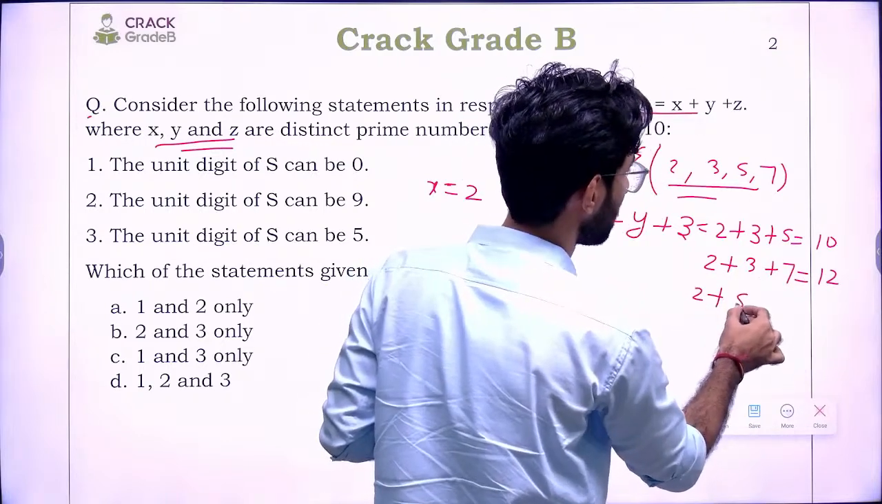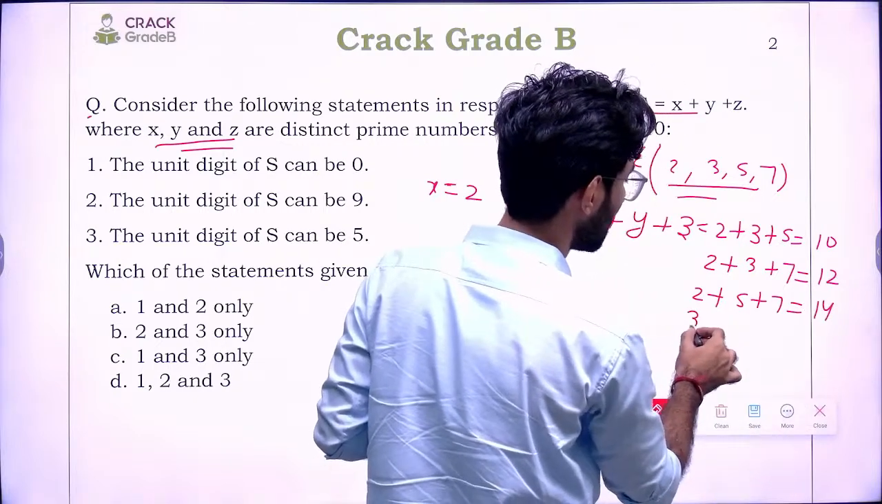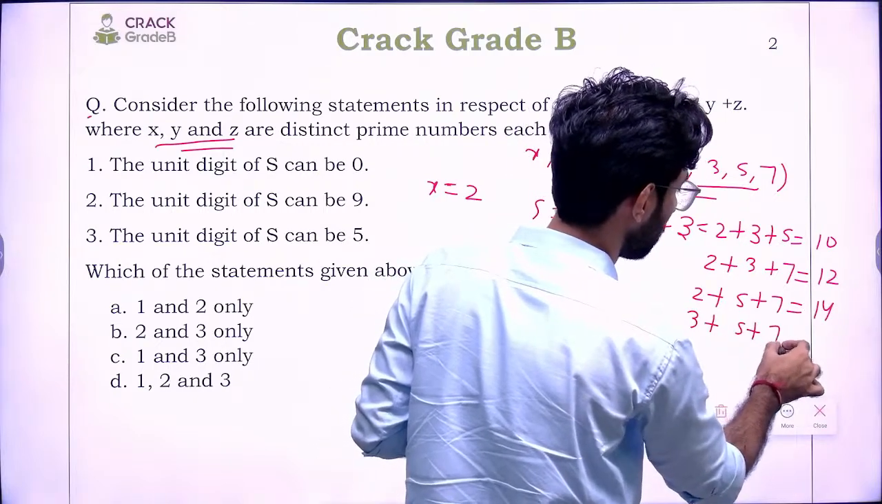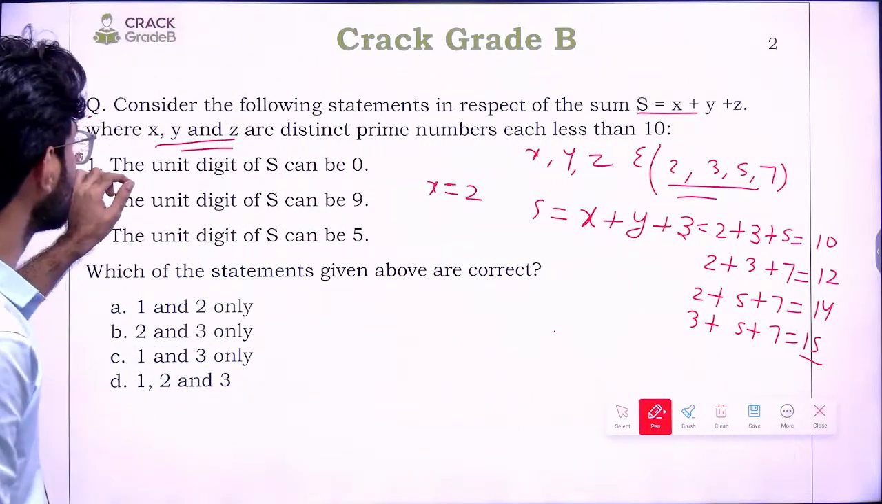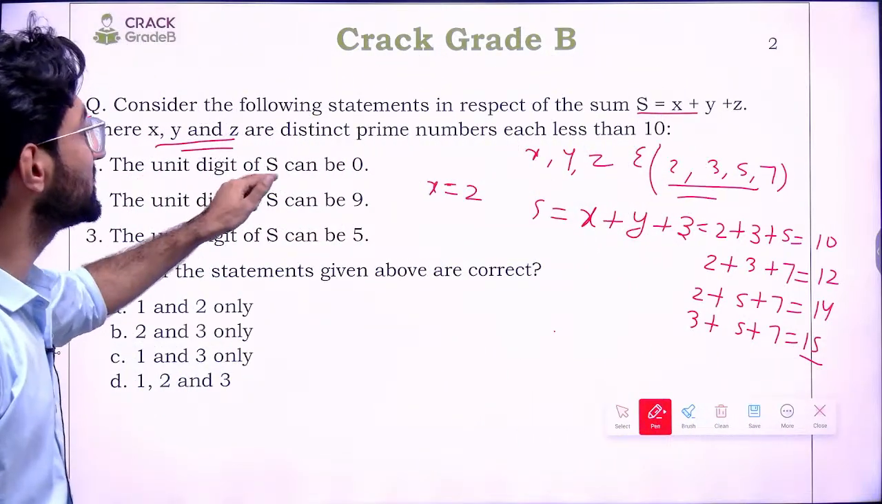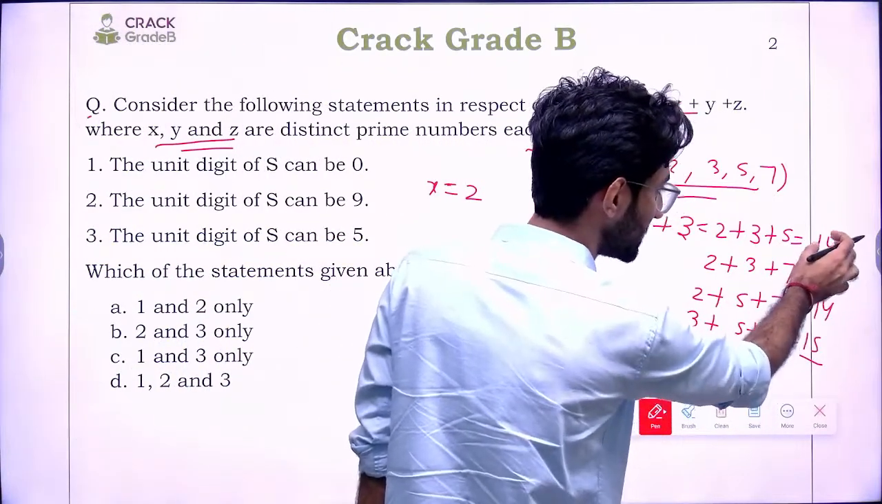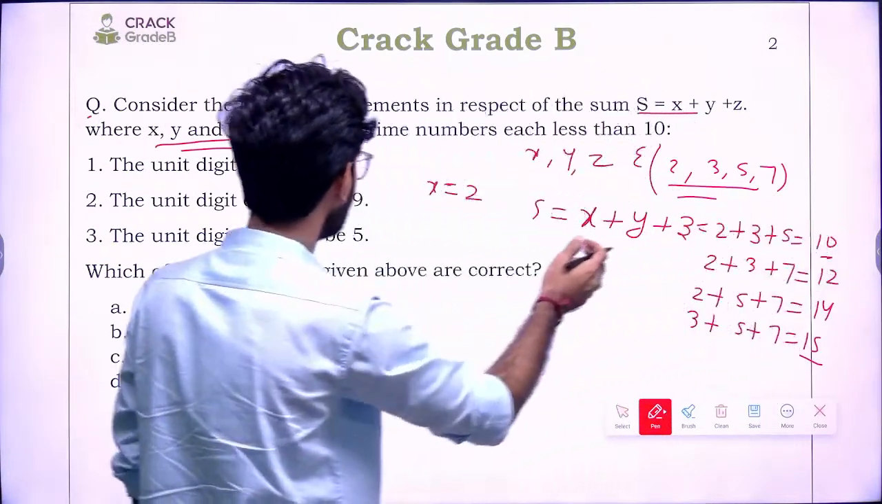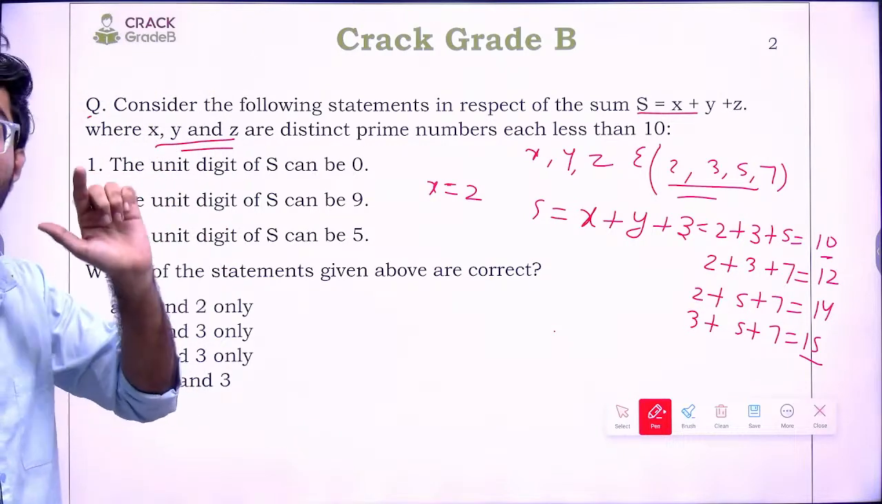Another possible values of S are 2 plus 5 plus 7 equal to 14 and 3 plus 5 plus 7 equal to 15, right? And what are the statements? The statement first says the unit digit of S can be 0. We can see that in the first case the unit digit of 10 is 0. So the unit digit of S can be 0, means statement 1 is correct, right?